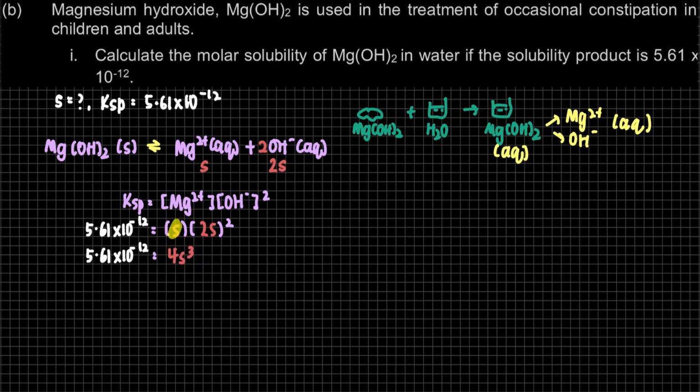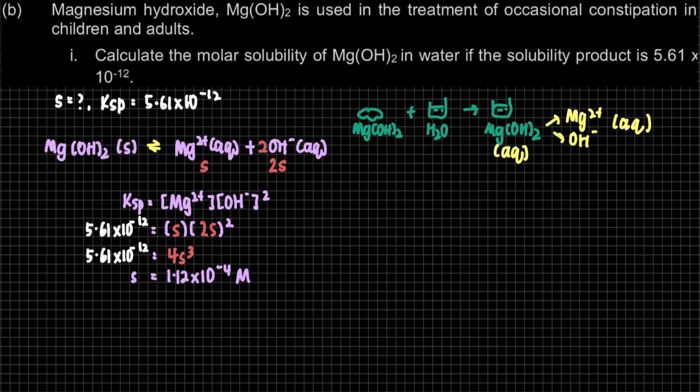So this is s. Again, 2s squared means 2 squared times s squared. So we have s times s squared, which is s cubed, times 4. Back to the question, which asks for the solubility itself, so we have to find s. Hence, you will get s to be 1.12 exponent negative 4. The molar solubility unit is molar, capital M, or you can also write mole per liter.